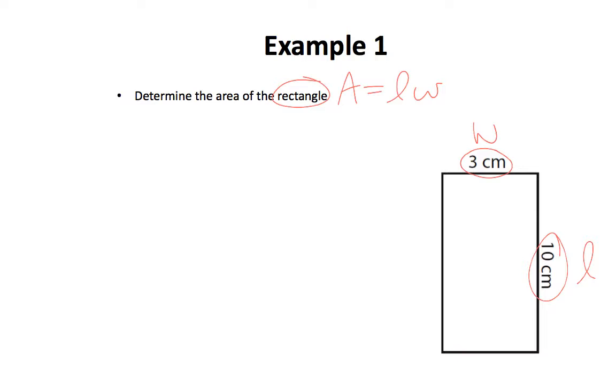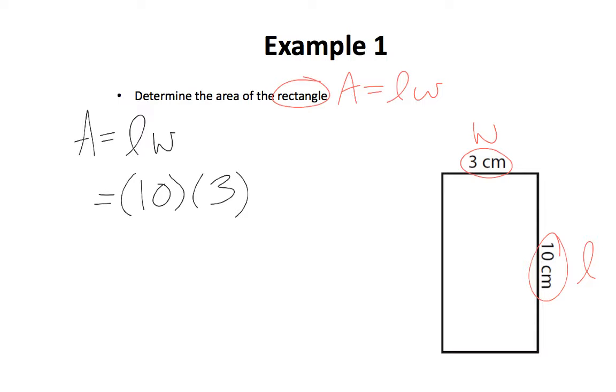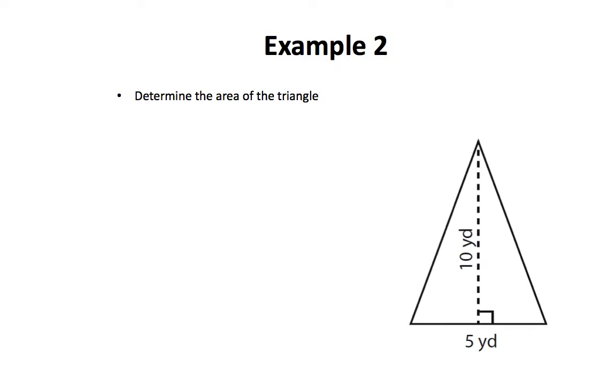Therefore, we're going to start with our equation. So area is equal to length times width. So the length is 10. We're going to put that in brackets, and the width is 3, and we're also going to put that in brackets. When you have two brackets beside each other without any operation in between them, that is multiplication. So 10 times 3 is 30, and the units is centimeters, and because this is area, it is 30 centimeters squared.